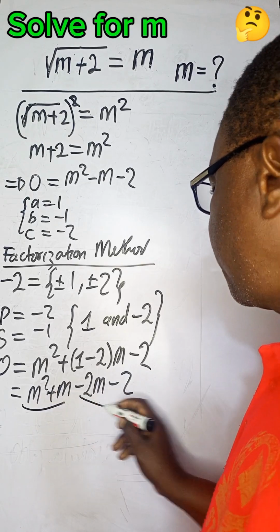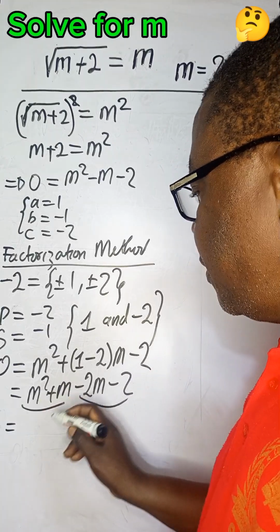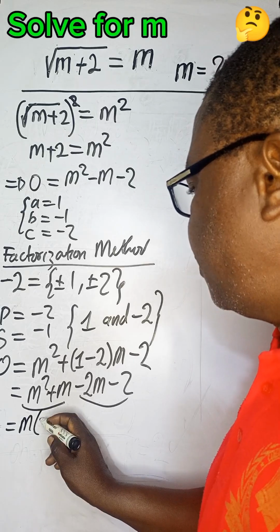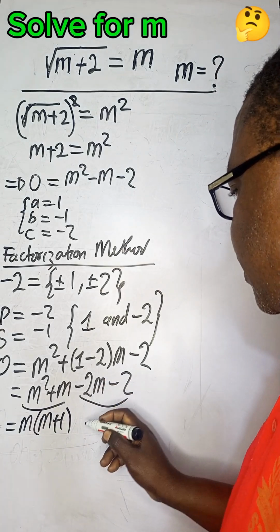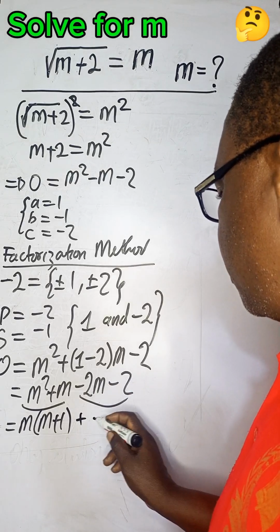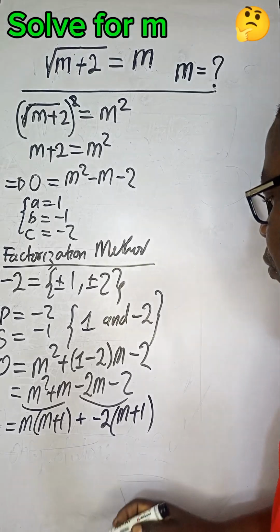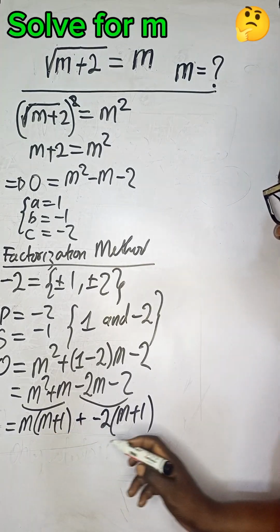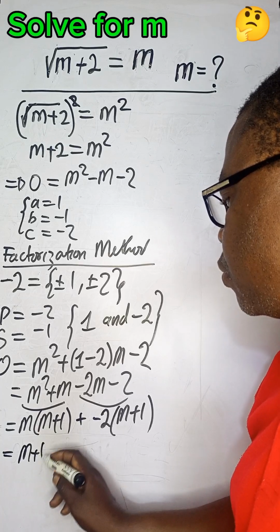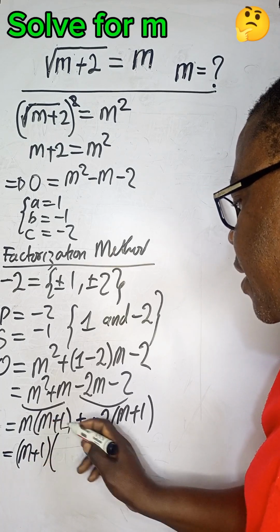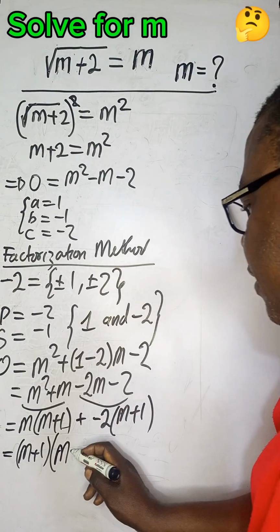Factorize the first two expressions, factorize the second two expressions. We will take the first two terms, we have m is common, m into m plus 1. If we look at the second two terms, negative 2 is common. So we have negative 2 into m plus 1. Now what do we see? M plus 1 is here, m plus 1 is there. So we'll factorize further. We'll bring out m plus 1. When we remove it from here, we're left with m. When we remove it from here, we're left with negative 2.